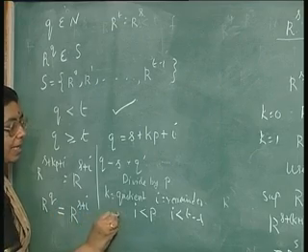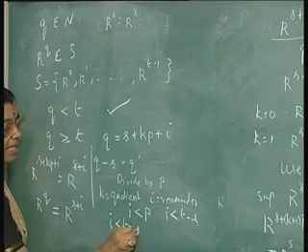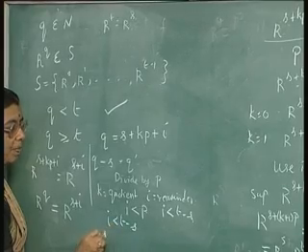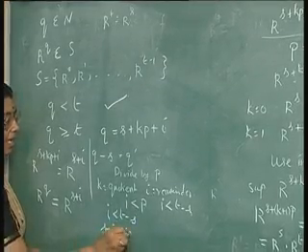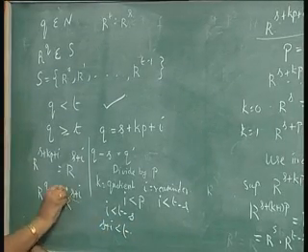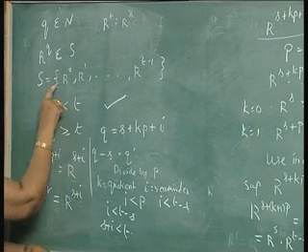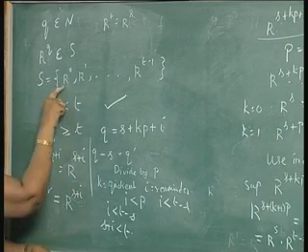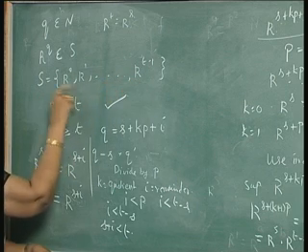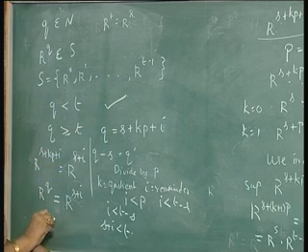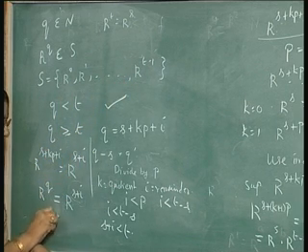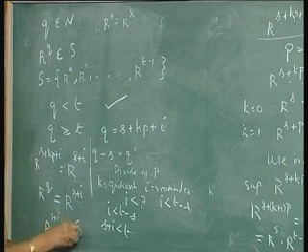Now, i is less than t minus s, so s plus i will be less than t. So, this s plus i is less than t. So, R power s plus i, because s plus i is less than t, will belong to one of these elements. So, R power s plus i will belong to S.